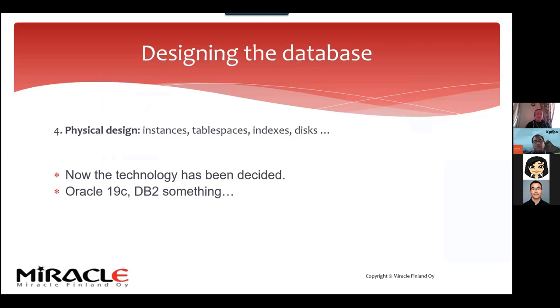So the next step we have to do is the physical design. So far we had the tables, the columns, the foreign keys, the primary keys, and so on. And if there was anything we needed to change, we go back to the logical model, we change, and we engineer to relational again. So now we do the physical design. This depends on what technology we choose now. Is it going to be Oracle 19c, DB2? Is it going to be SQL Server? What technology it is, because this is completely dependent on the technology.